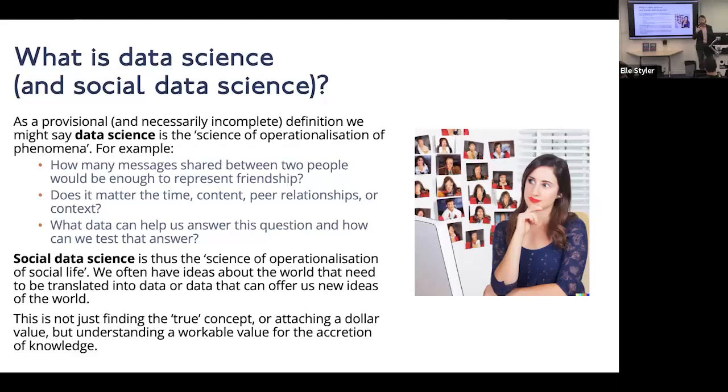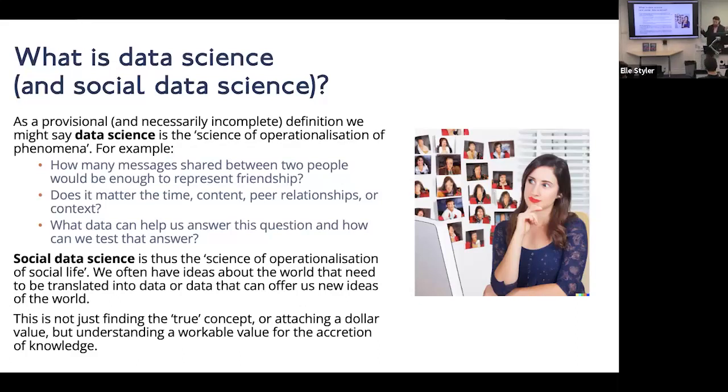A friendship is in many ways a latent construct that is observed or realized through the way we interact with others. To say I know a friendship personally through experience is not the same thing as to say I can record a friendship, I can measure it, I can say how many friends people have. The latter part is where we take phenomena and turn it into data. So social data science might be the operationalization of social life.